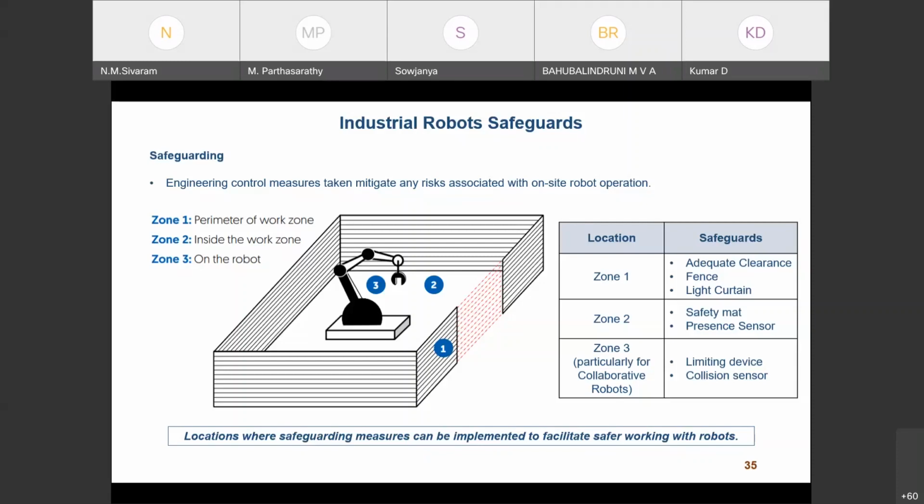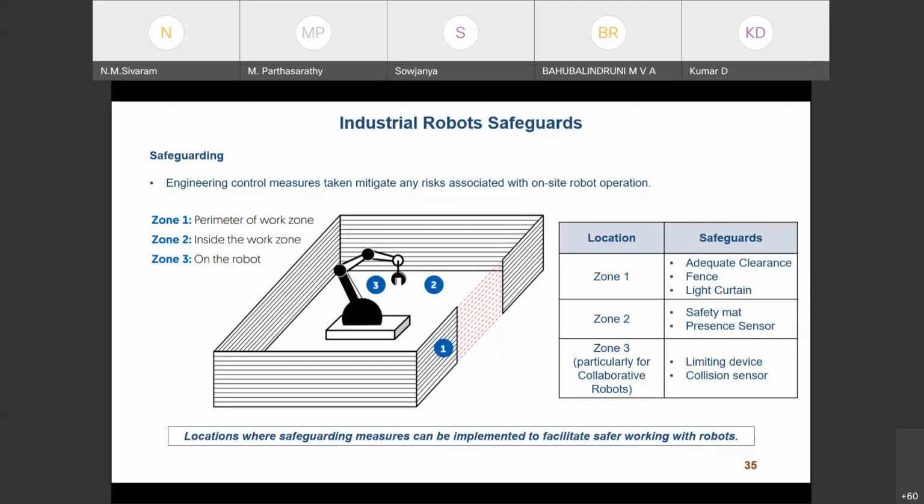With that, there is a sensor, and the sensor gives feedback to the robot, and the speed of the robot is automatically reduced, or the robot is completely stopped. So that is one safeguard which you can use, the light curtain. And when you go inside the perimeter, inside the work zone, then you can use a safety mat or presence sensor.